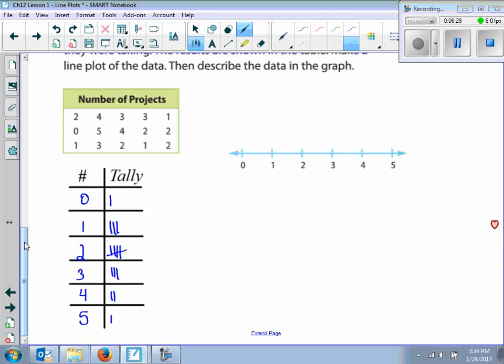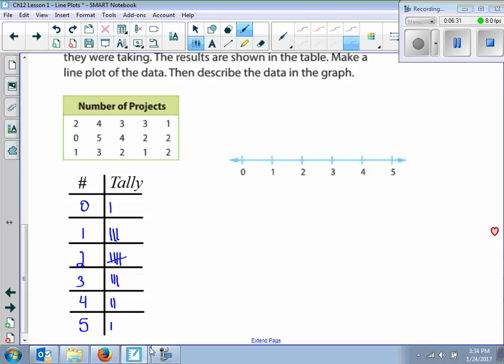Okay? Now, when you put the tallies as X's on the number line, when you make your number line, we also need to make sure that we include the title. So our title is number of projects, and now we're going to put the X's on. So for 0 projects, one person did 0 projects. 3 for 1, so there's 1, 2, 3.